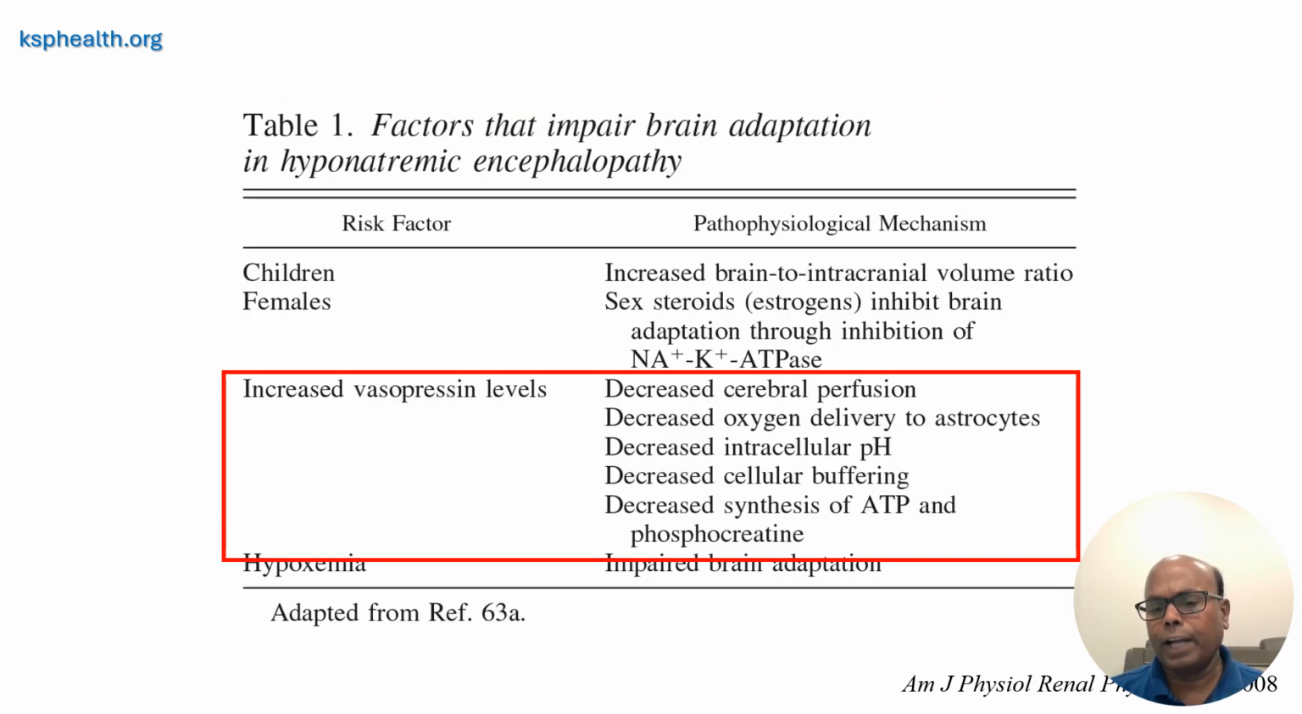In addition to those factors, excessive vasopressin causes vasoconstriction of cerebral blood vessels, thus decreased cerebral perfusion and decreased oxygen delivery to the astrocytes, and decreased intracellular pH, cellular buffering, and also ATP and phosphocreatine, the energy source for the neurons.